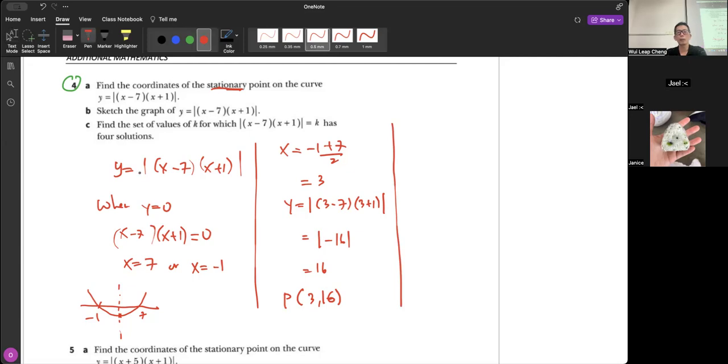Okay, can you sketch this graph? You sketch and see the graph. Try to sketch the graph. Any problem with the hand?